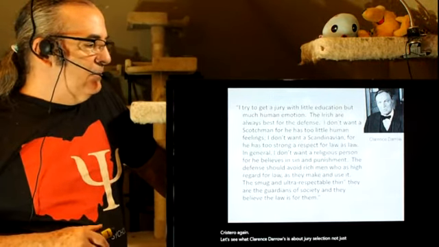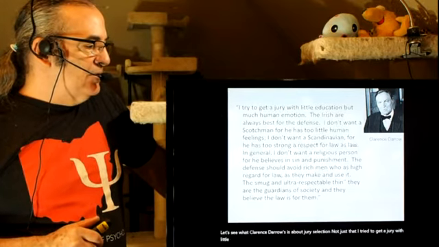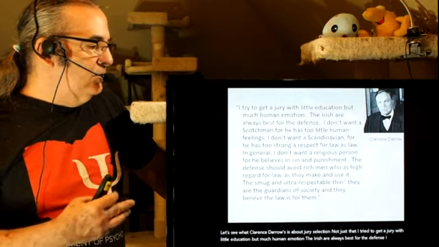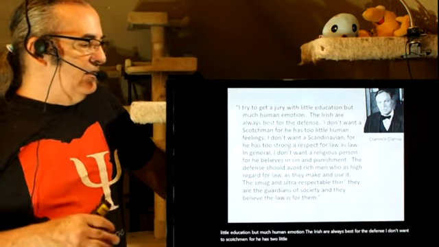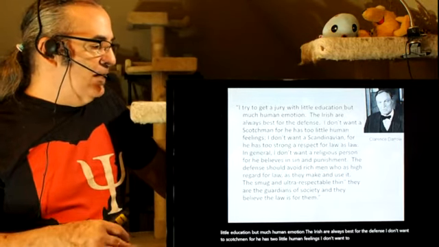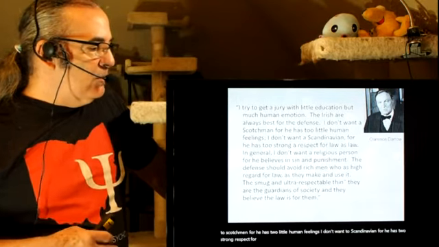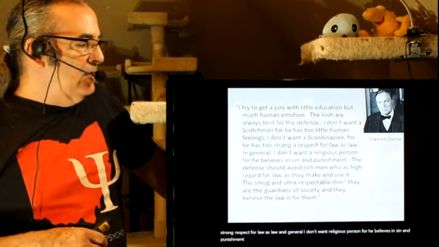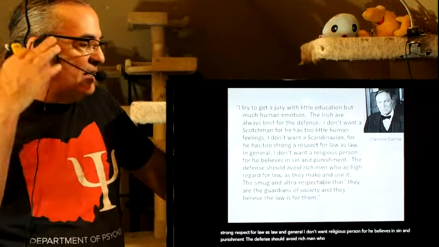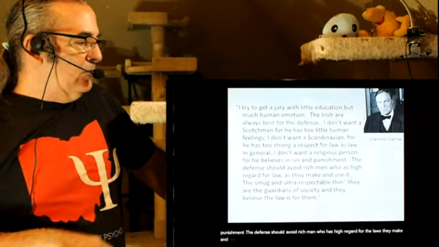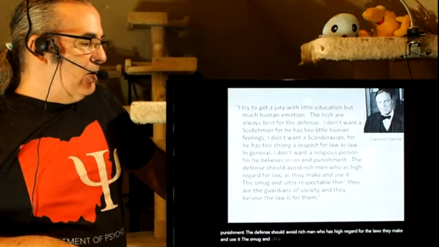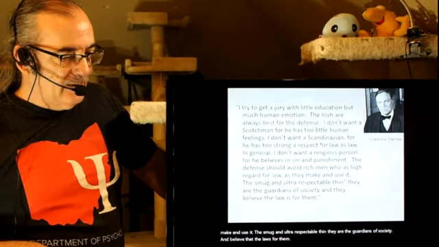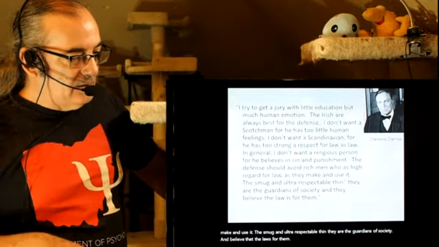I try to get a jury with little education but much human emotion. The Irish are always best for the defense. I don't want a Scotchman, for he has too little human feelings. I don't want a Scandinavian, for he has too strong a respect for law as law. In general, I don't want a religious person, for he believes in sin and punishment. The defense should avoid rich men who have high regard for the law as they make and use it. The smug and ultra-respectable, they are the guardians of society and believe that the law is for them.